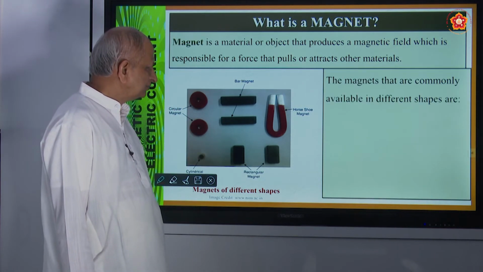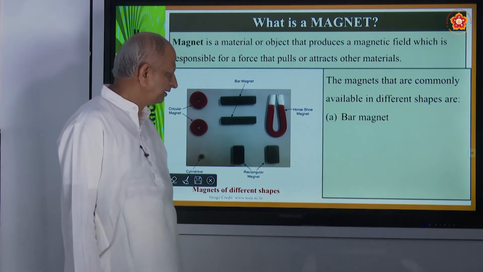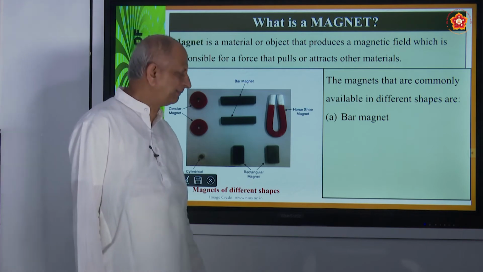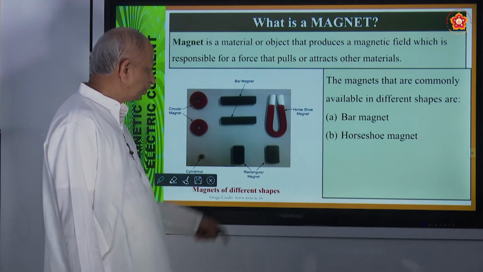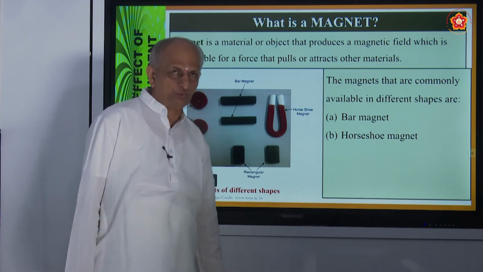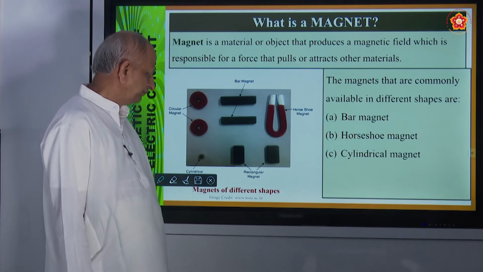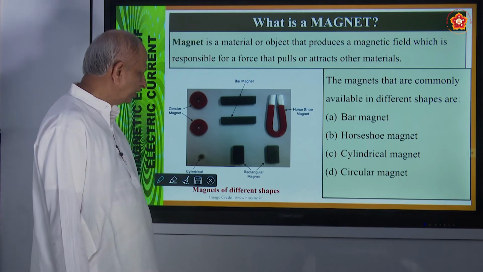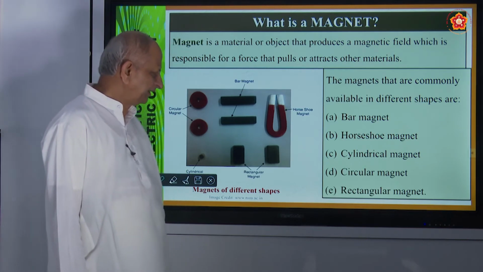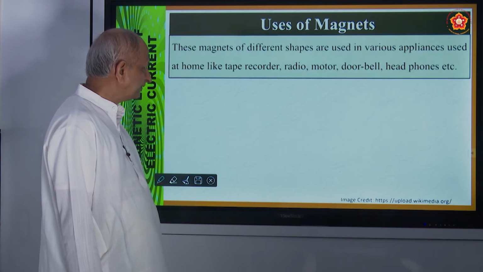So the magnets that are commonly available in different shapes: bar magnet, just like a rectangular bar; horseshoe magnet, like the horseshoe; and then cylindrical magnet. Then you have circular magnet, rectangular magnet, and so on. So these are different kinds of magnets.